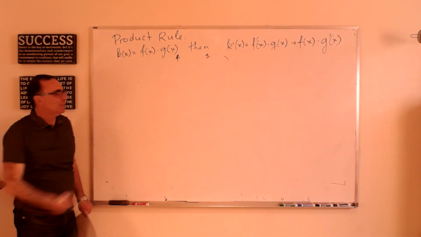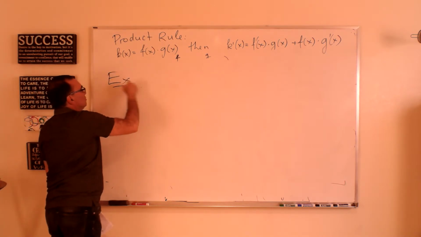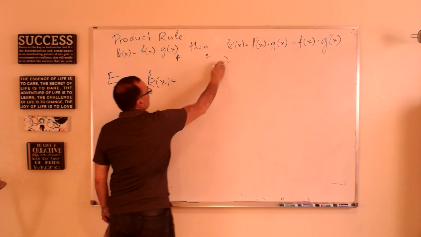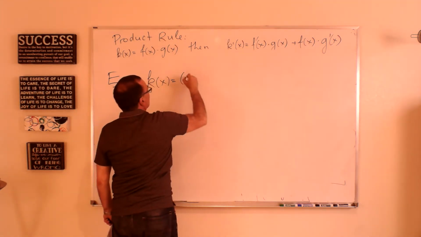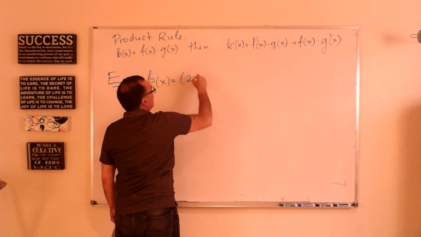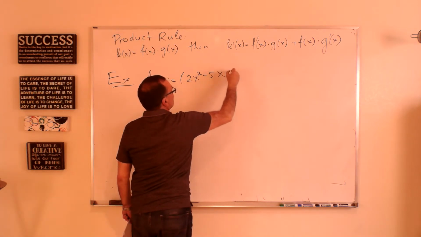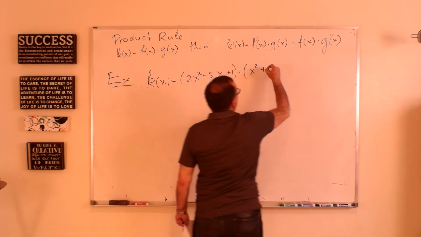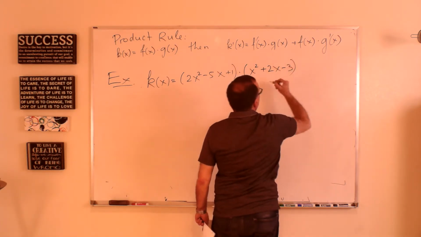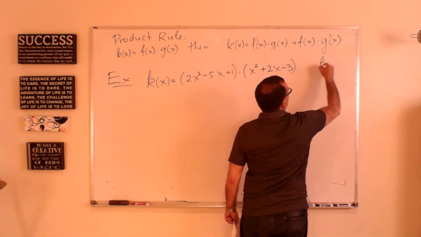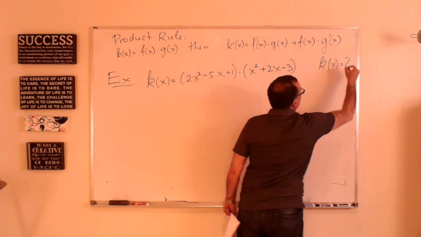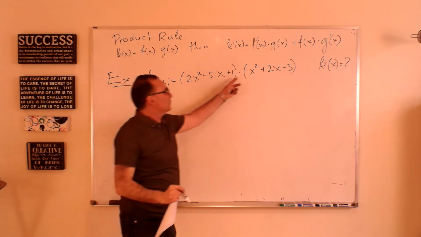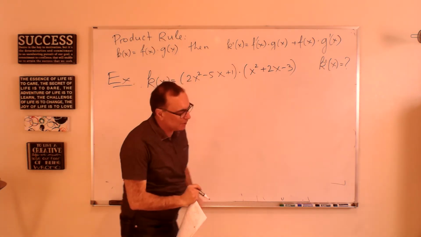Here's another example. Product of two polynomials. k of x equals, say, 2x squared minus 5x plus 1 times x squared plus 2x minus 3. Again, the question is to find the derivative. Now, in this problem, in fact, what we could do, we could just FOIL or multiply out these two polynomials.